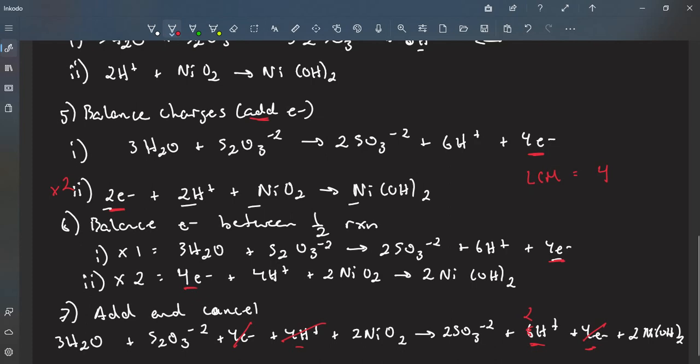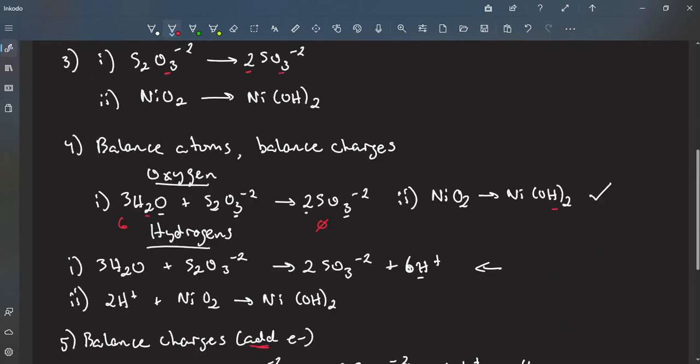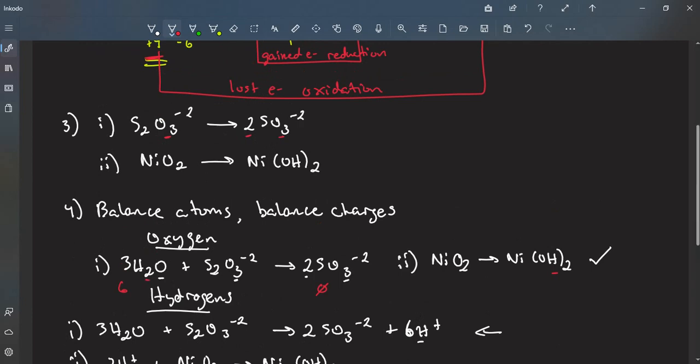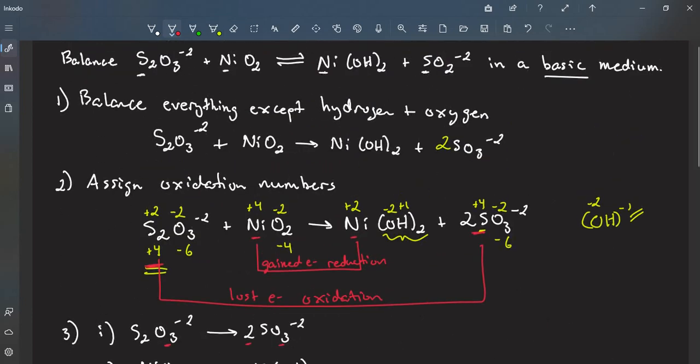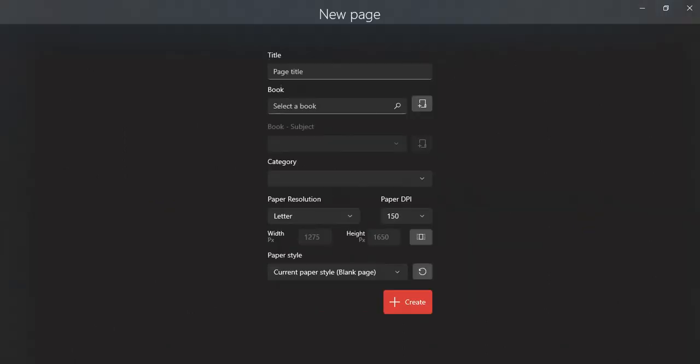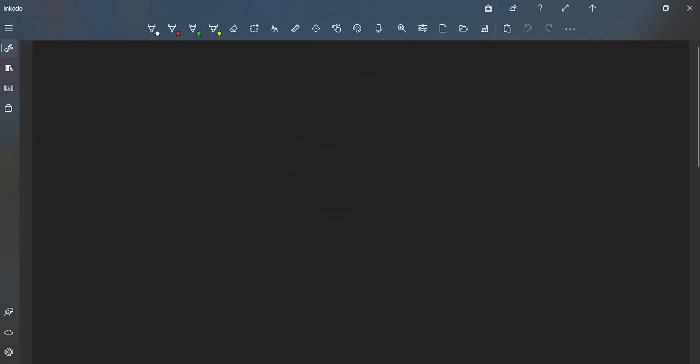So let's start over. Well, not start over. Let's clear up this page. And I'll just rewrite the last line or continue from the last line. Let's see. You know what? I'll make a new page. Okay. So after we cancel everything out, and you can go back if you like in the video and see how that looked. But once we cancel everything out, which were the electrons and the hydrogens, what we're left with is this.